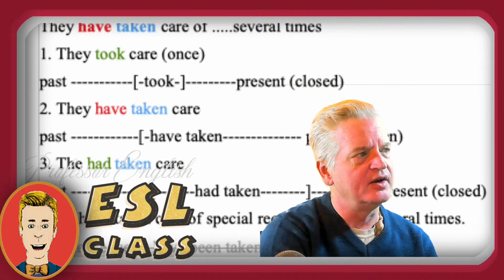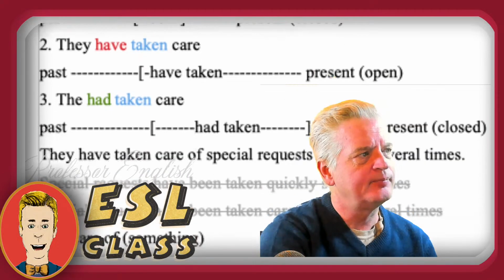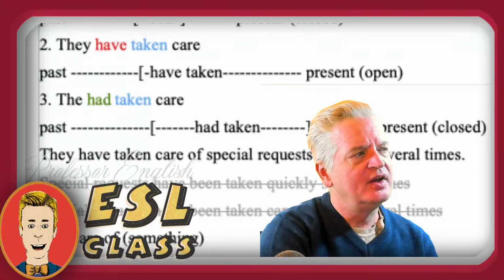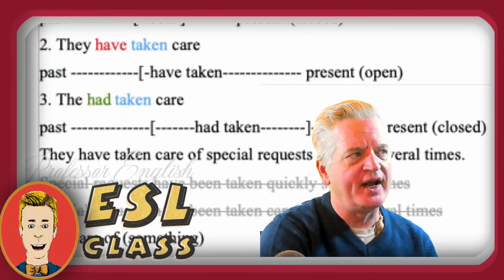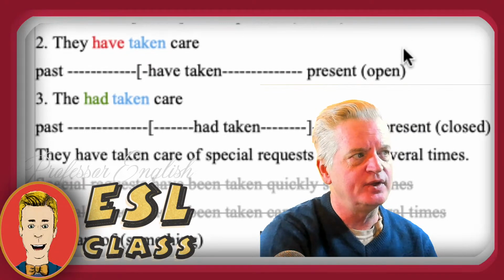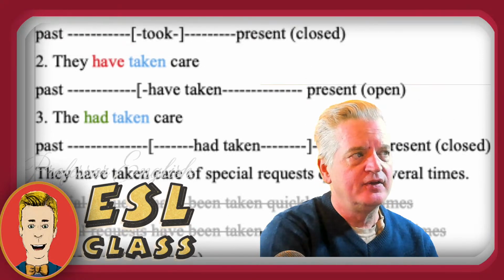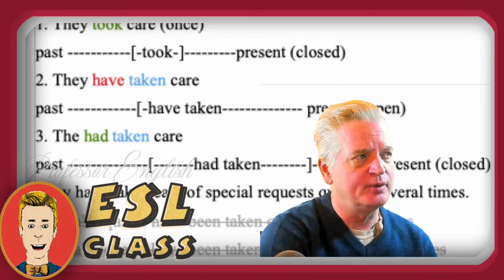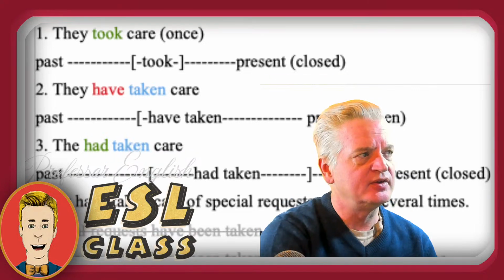Compare that to number 2. They have taken care of special requests quickly. You have the past, and you have this opening bracket in the past, but no closing bracket. And that's the difference between the simple past and the present perfect. The simple past has a closing bracket, but the present perfect only has an opening bracket. That's really the difference.